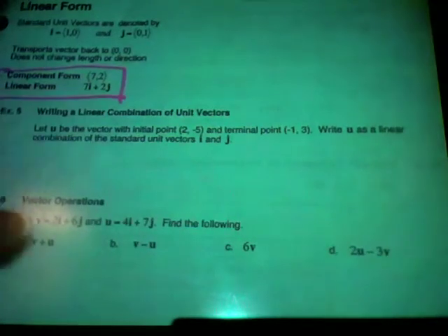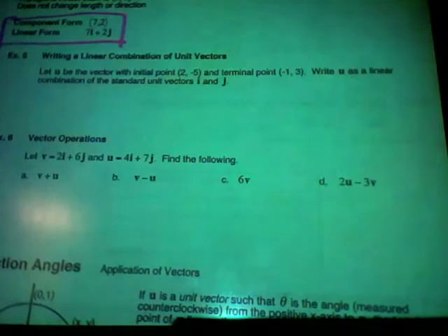So it's that simple. So then example 5, you are to let u be the vector with initial point of (2, 5) and a terminal point of (-1, 3). Have they given me a vector in component form? Yes or no? Do you see the V's or parentheses? No. So they have not. They've given you the initial point and the terminal point. Can you use initial point and terminal point to find component form? Yes. So before you can get to linear form, you have to have it in component form.